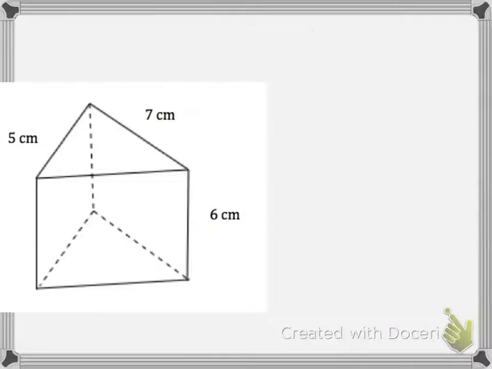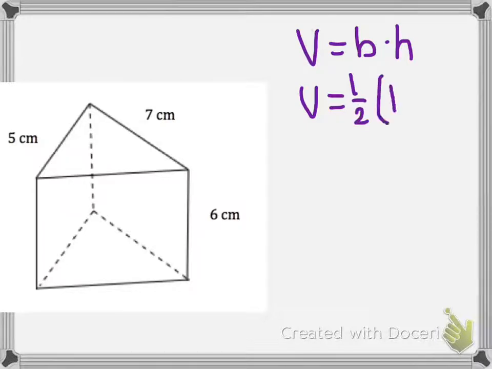Okay, now here's another problem. We have to find the volume of this figure. So first you write the formula to find the volume. V equals base times height. Now the base is a triangle, and the formula for the area of a triangle is 1/2 length times height. Length times width. Then you multiply that by the height.